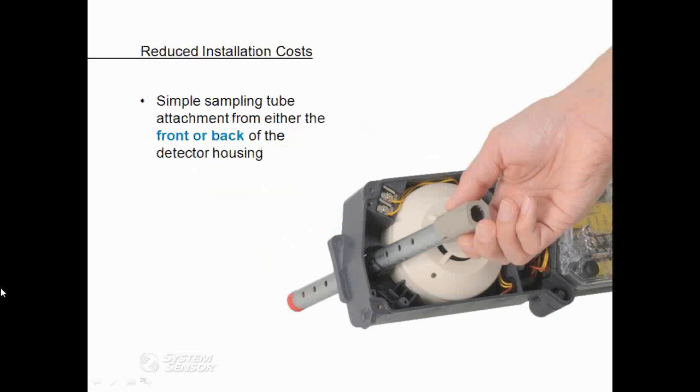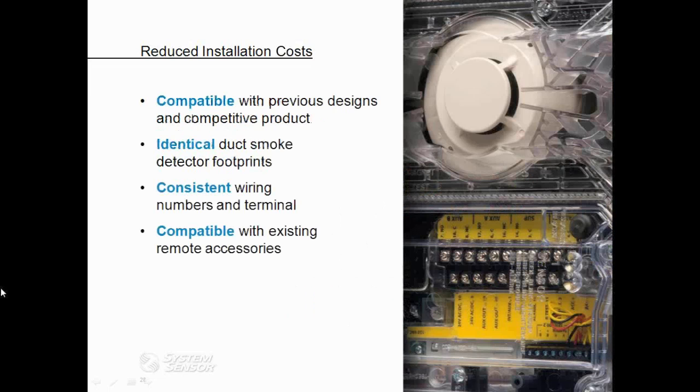System Sensor sampling tubes are also quick and easy to install. They don't require the use of any screws or tools for the installation. They snap into place and can be installed from either the front or the back of the duct smoke detector housing. And then there's also an arrow that's located on that plastic adapter. I know I mentioned that on an earlier slide, so that it's just a lot easier for you to be able to see which way your holes are facing.